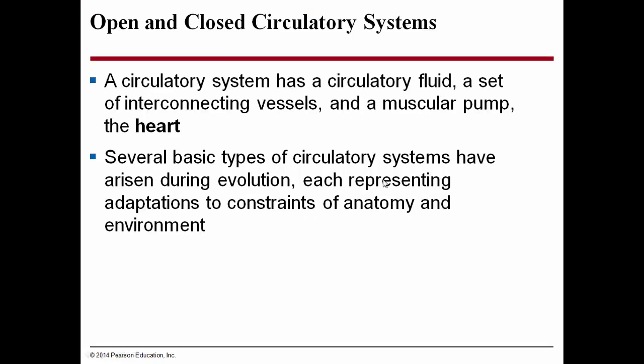A circulatory system has circulatory fluid, a set of interconnecting vessels, and a muscular pump, the heart. Several basic types of circulatory systems have arisen during evolution, each representing adaptations to constraints of anatomy and environment.